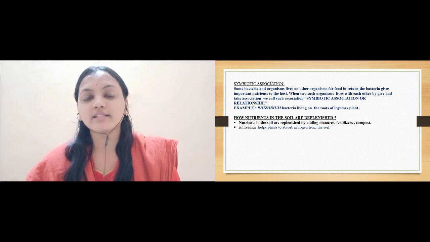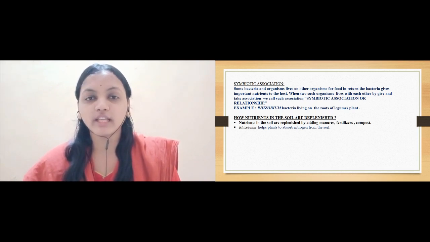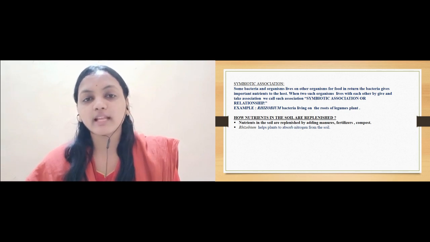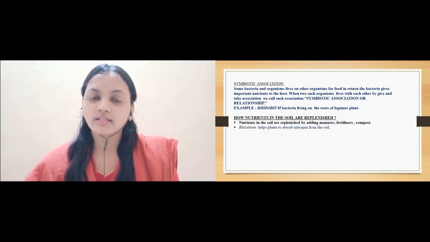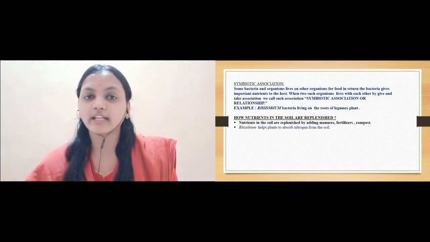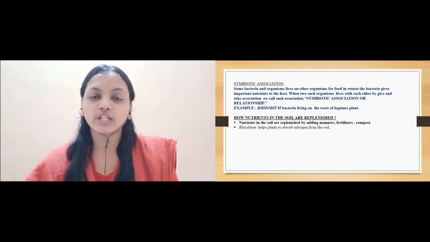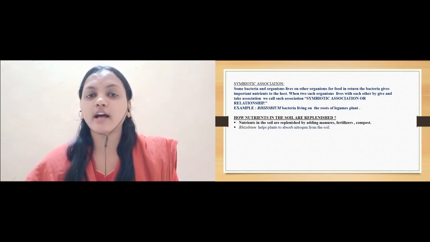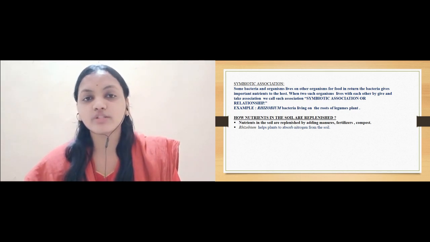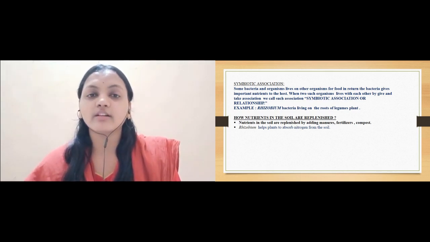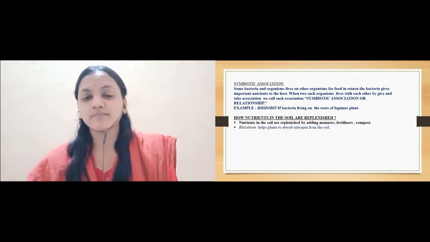As you know, when plants are grown in one particular area, they eat away the nutrients present in the soil. When the second plant is sown, when seeds are sown, they do not get enough nutrients from the soil. Hence the farmer adds different fertilizers and manures to make the soil rich in nutrients.